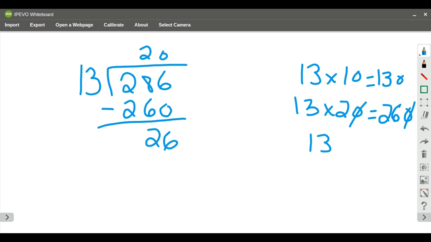So I'm going to do 26. So I'm going to subtract there, but I have to make sure that I record that I multiplied 13 by 2 to get that partial product of 26. And then I have 0. So my answer here is going to be equal to 22.